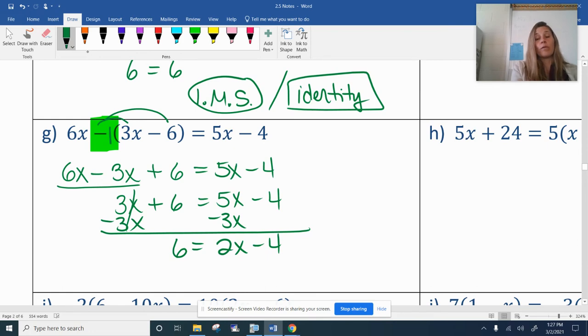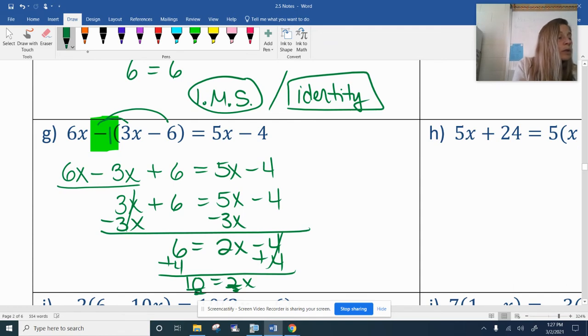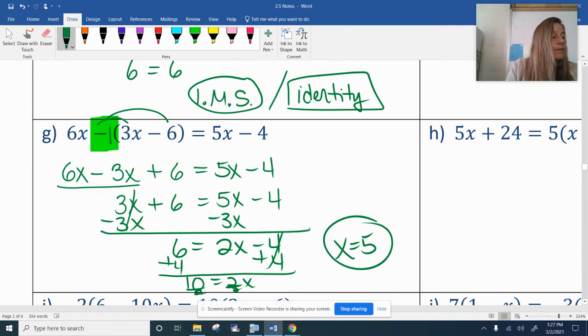So this will force me to move my constants to the left. So I have 10 equals 2x. Now if I divide by 2, I end up with x equals 5.